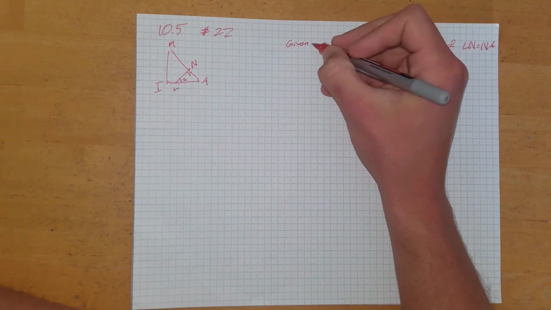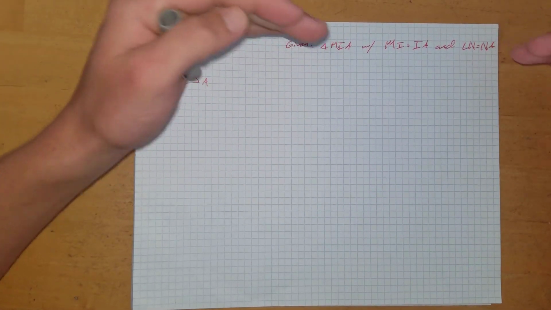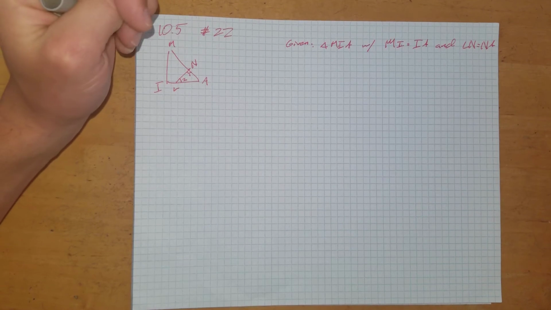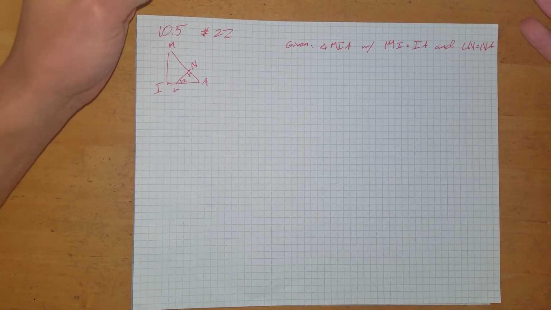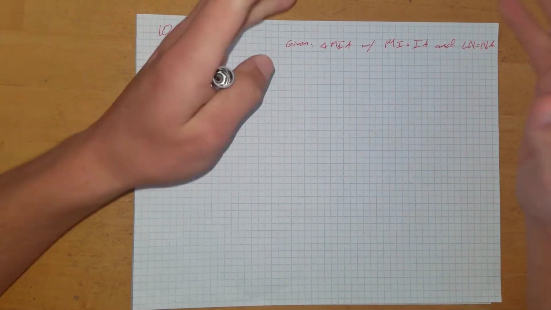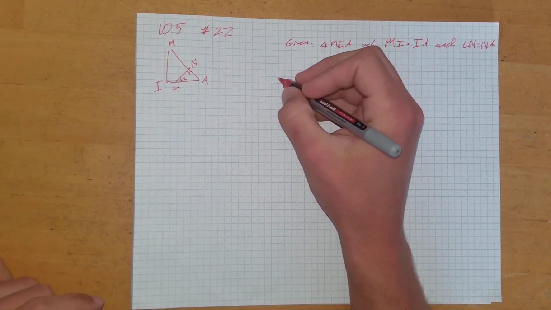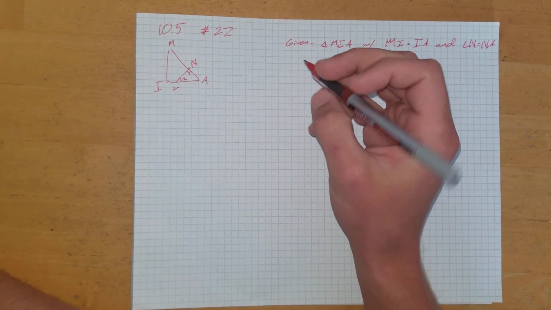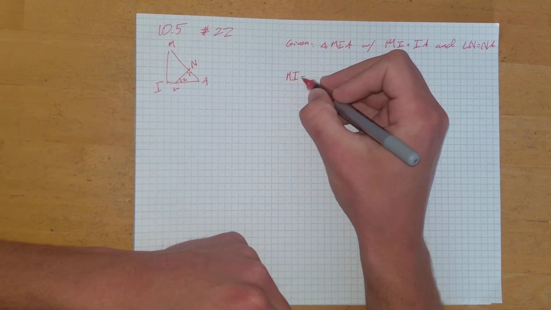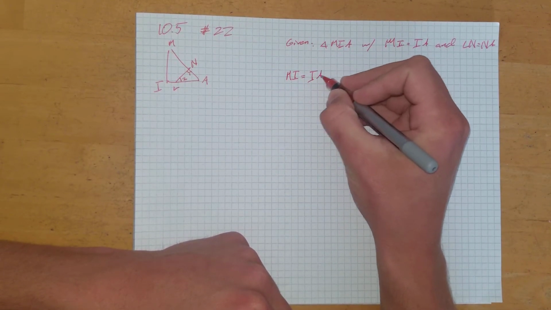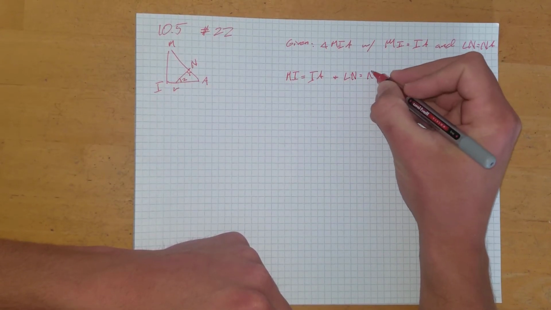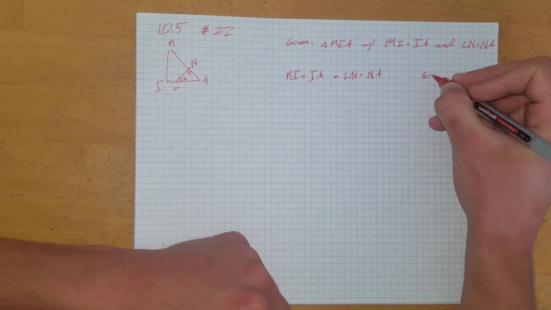So, like all proofs, we are going to start with the given, and we're going to find as much information from the given as possible, and then we'll move on to the next given, because we're given two things in this proof, and then we're going to piece it all together. So, we start off with MI equaling IA and LN equals NA. This is given.